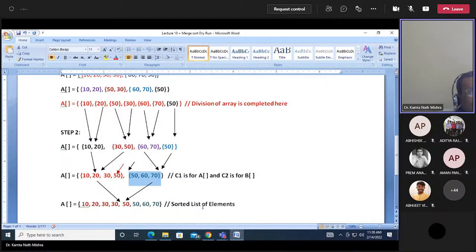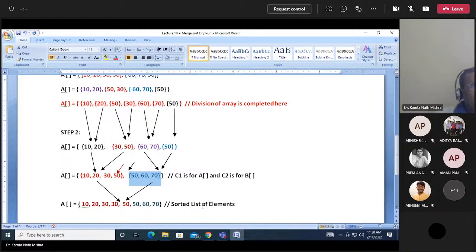Remember, A0 to A3. And array 2, it is starting from B0 to B2. A0, A1, A2, A3. This is array A. And next is array B. It is starting B0, B1, B2. You have to merge them together. Then just tell how you will merge, how the comparisons will take place, and then how the merging will happen.